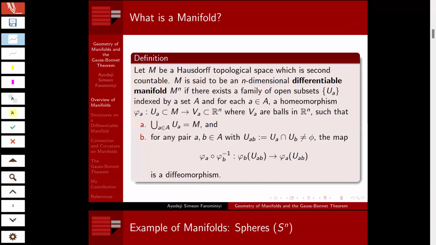Then we can look at the formal definition here. Let M be a Hausdorff topological space which is second countable. M is said to be an n-dimensional differentiable manifold, Mn, if there exists a family of open subsets UA, indexed by a set A, and for each A in A, there exist homeomorphisms phi A from an open set of the manifold to open sets VA in Rn, such that the open sets UA cover M. That is, the union of all these open sets gives us M. And for any pair, the transition map is a diffeomorphism. That is, it is smooth and has a smooth inverse. This gives us a differentiable manifold. The most basic example of a differentiable manifold is the Euclidean space Rn itself.